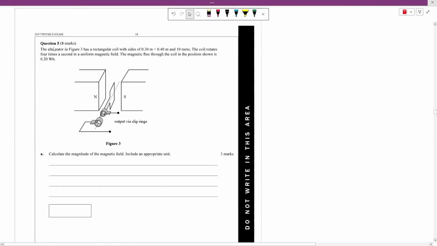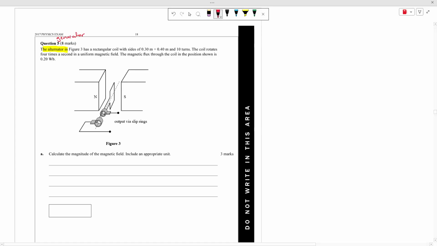Question 5. The alternator, I'm going to highlight that straight away. Alternator is a generator. Make a note. The alternator in figure 3 has a rectangular coil with sides of this and 10 turns. So that is your dimensions and the number of turns. The coil rotates 4 times a second. Okay, 4 times a second. That is a frequency. How many times something happens per second.